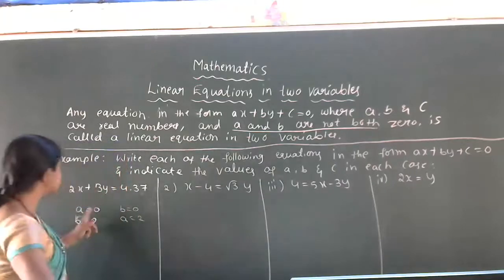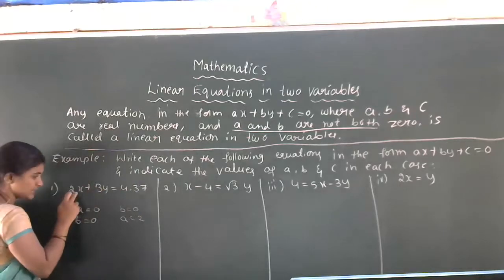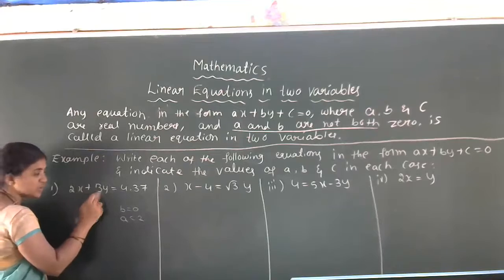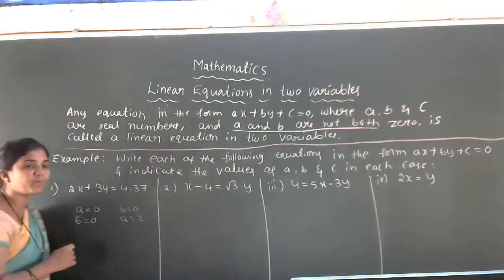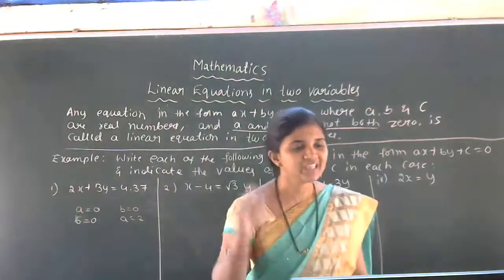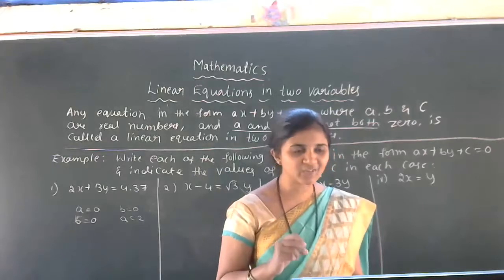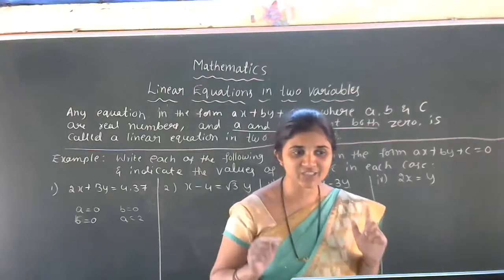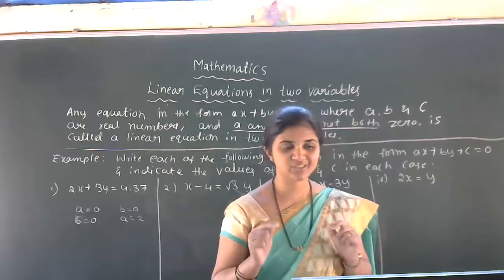If you get a equal to 0 and b equal to 0, what happens actually? Just observe: a value 0, 0 into x is 0. b value 0, 0 into y is 0. 0 plus 0 is 0 only. So we get the result 0 is equal to 4.37. Is it a linear equation in two variables, students? Can we take that as a linear equation in two variables?